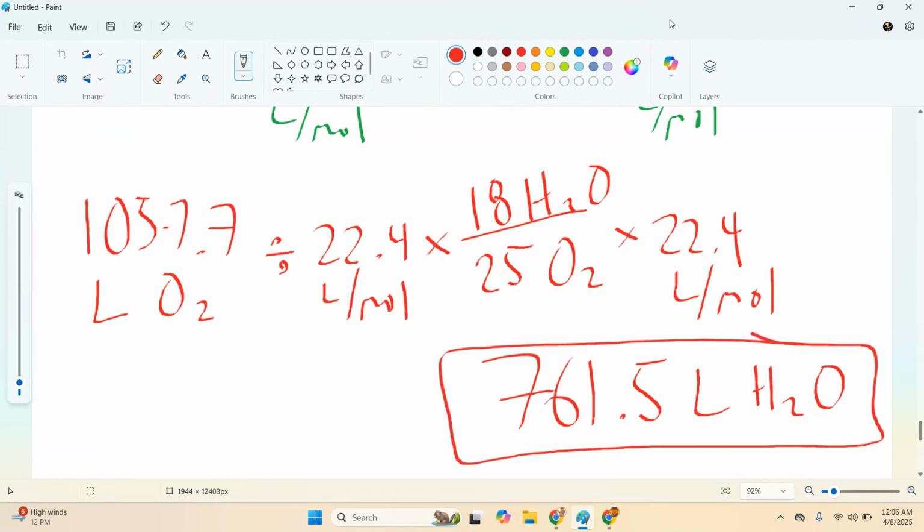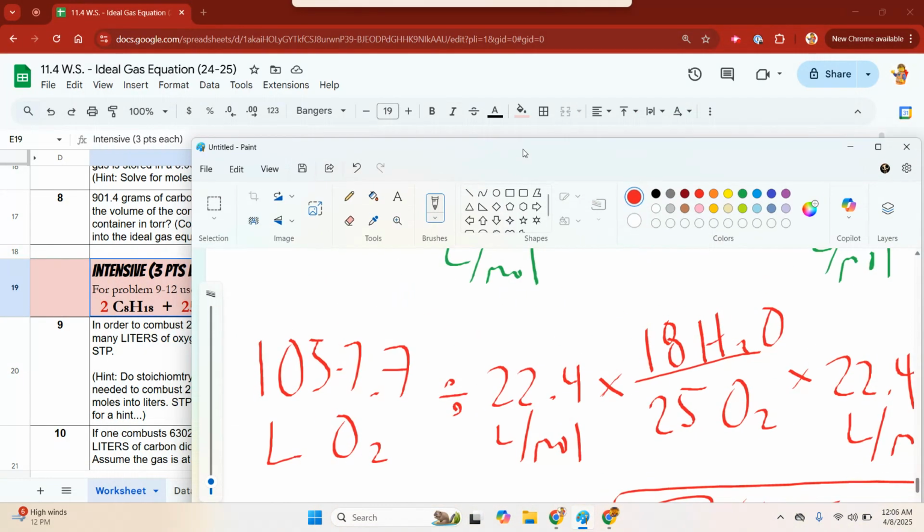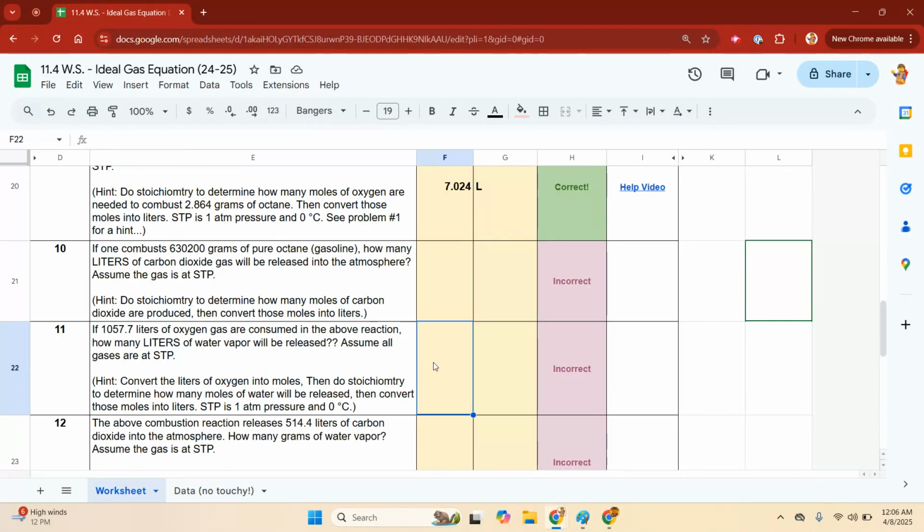Let me plug that into my equation and see if I got it right. Here we go. 761.5. Yes! Liters of oxygen gas. I did it. Mission accomplished.